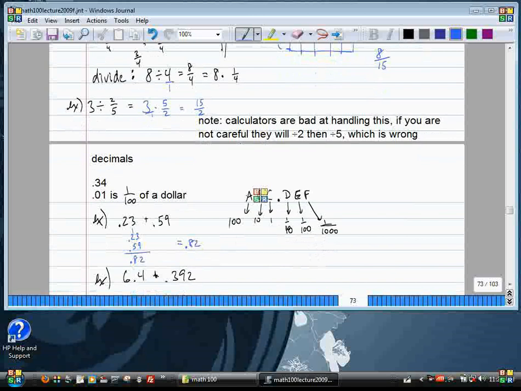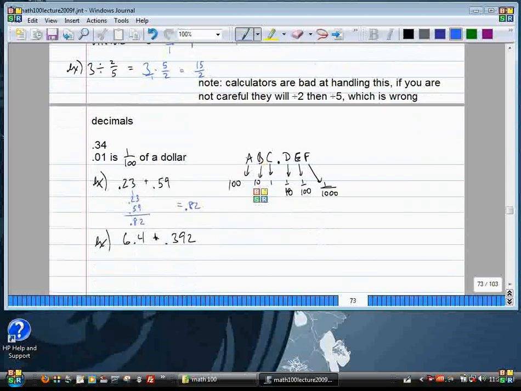What about this one? 6.4 plus 0.392. 6.4 and 0.392. So what gets added here? What do I write down? Where are the zeros? Oh, okay.